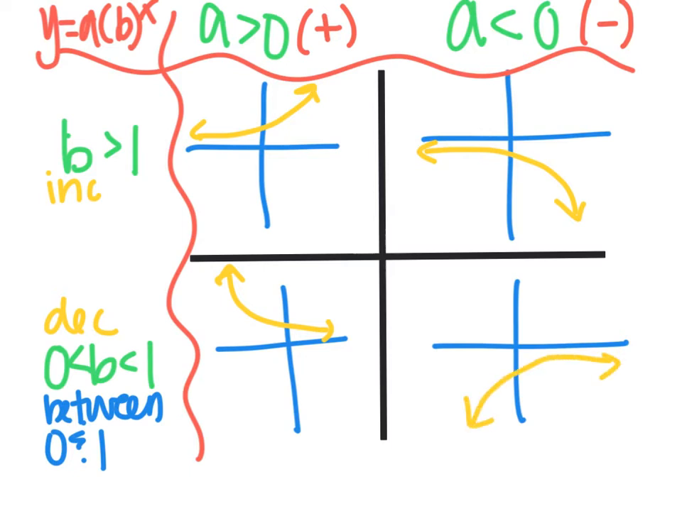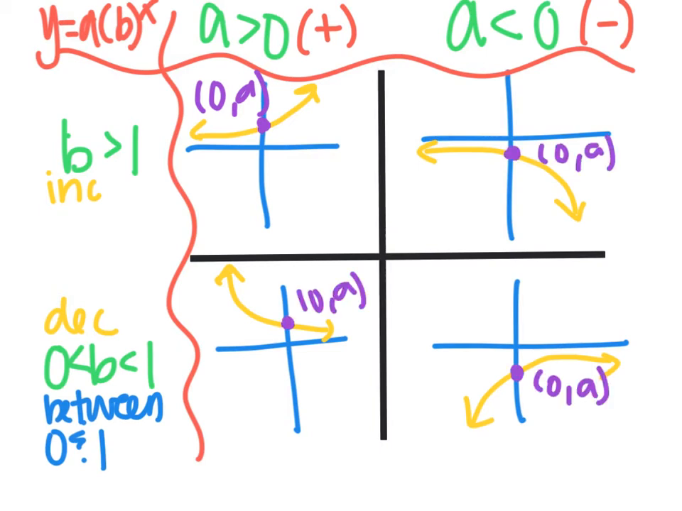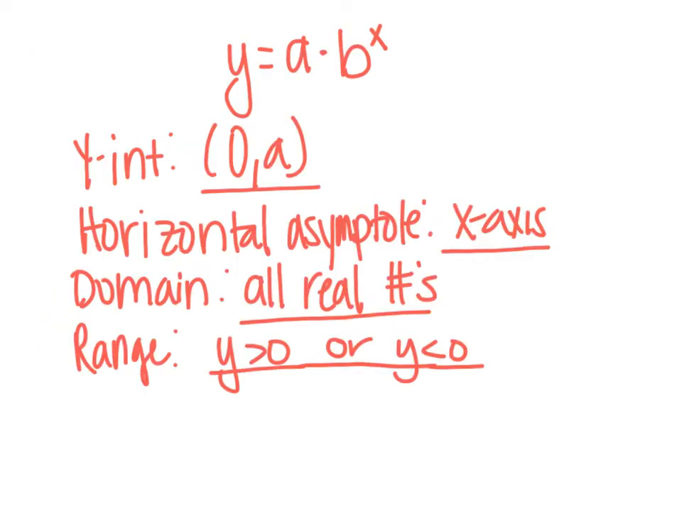There's one point on our graph that is always true, and that's the y-intercept. The y-intercept, remember, is always the ordered pair (0, a). So this is a summary of what our four graphs are going to look like. So remember our function is in the form of y equals a times b to the x.